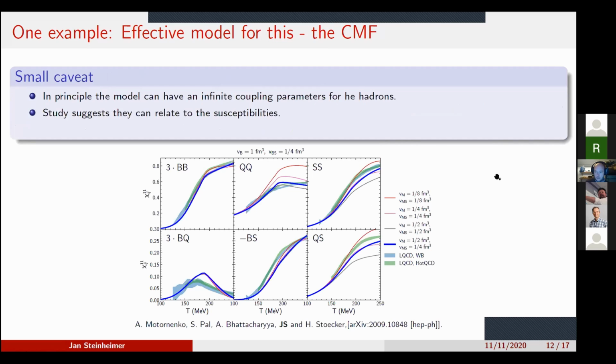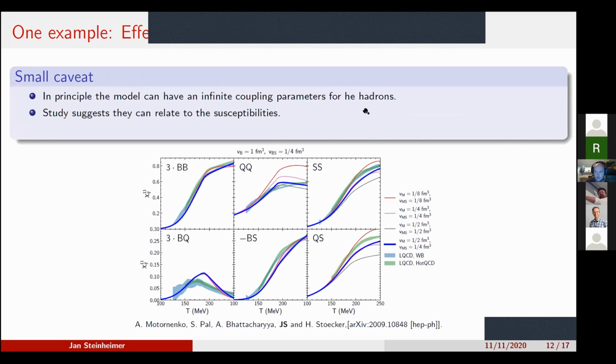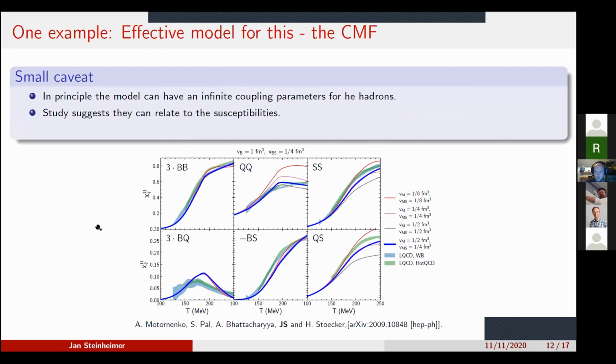There is a small caveat, of course. As I said, it's an effective model, so you have a lot of parameters which you can fix. And in principle, you have a lot of hadronic degrees of freedom, which could all have a different coupling strength. So what we try to suggest is, of course, you can try to fix all these couplings, because you also have an infinite amount of observations, which are the charge susceptibilities from the lattice QCD. And that's what we tried here.